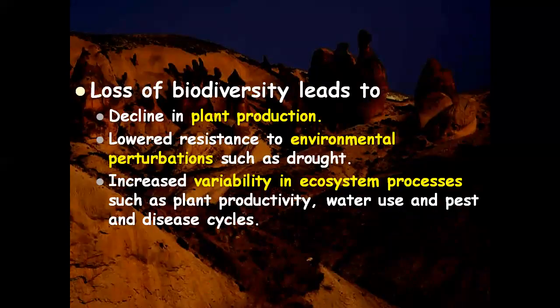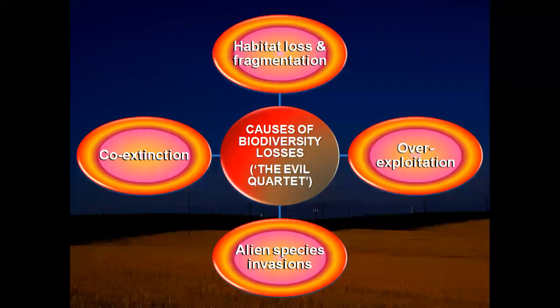What is the problem actually with loss of biodiversity? If a human thinks like that, if all that particular species become extinct, I can occupy the total world. In that way, if a human is thinking, this is the loss: the decline in plant production, the lower resistance to environmental perturbations such as drought, increased variability in ecosystem processes such as plant productivity, water use, and pest and disease cycles. Just one reading of that makes us able to answer the different kinds of statement questions. One among these, the adverse effect resulting from loss of biodiversity. We get these kinds of statement questions there.